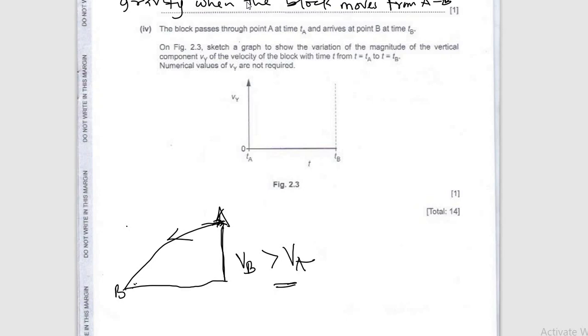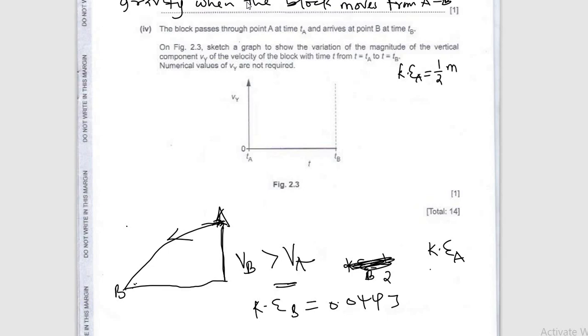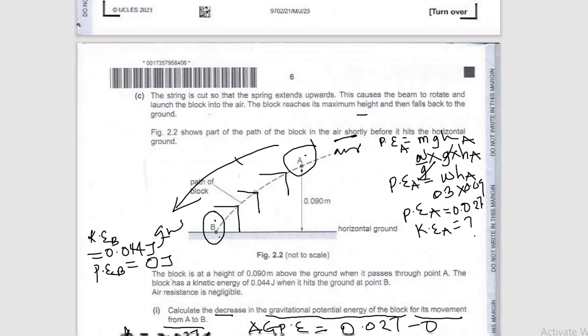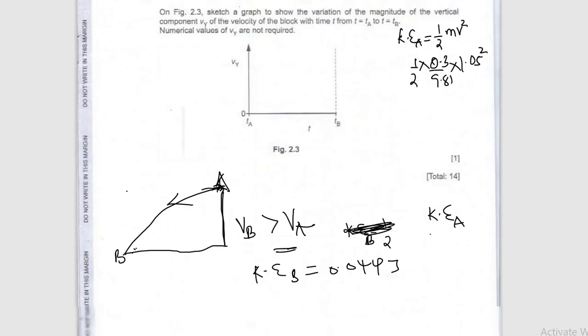We can prove that from kinetic energy. At B, the question gave us kinetic energy at B to be 0.044. What about kinetic energy at A? I think we calculated it before. Kinetic energy at A is half mv squared, so that will be half, mass is weight over gravity, times the speed we calculated at A, 1.05, squared. This is the speed, in case you've forgotten, 1.05, the speed at A. Just want to show you something.